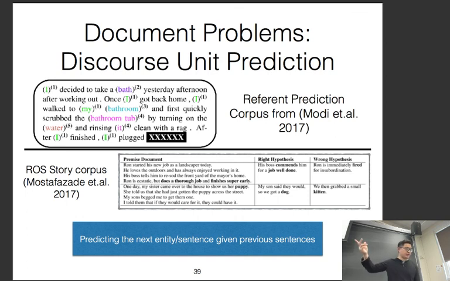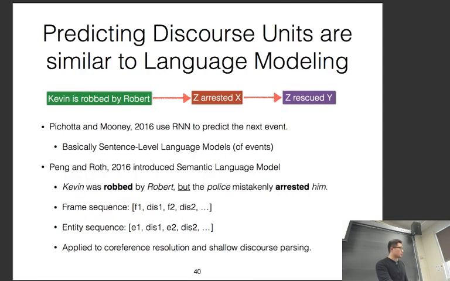There are some different tasks on this. For example, reference prediction is to predict which entity you are referred to. This is very similar to entity coreference. Or the story corpus is asking you to complete the story given the first 4 sentences. So predicting discourse units can be thought of as just a document-level language model.